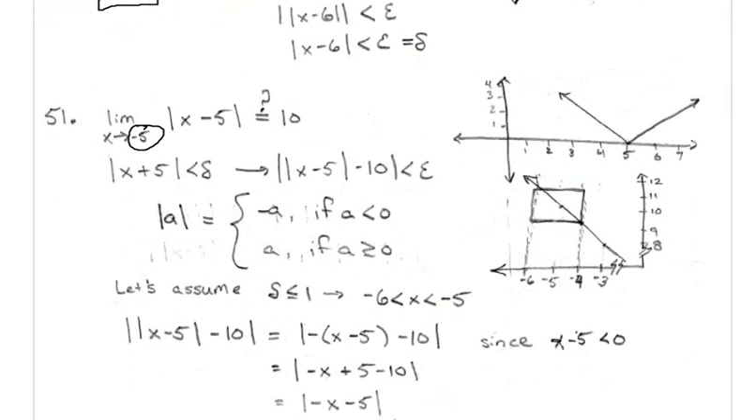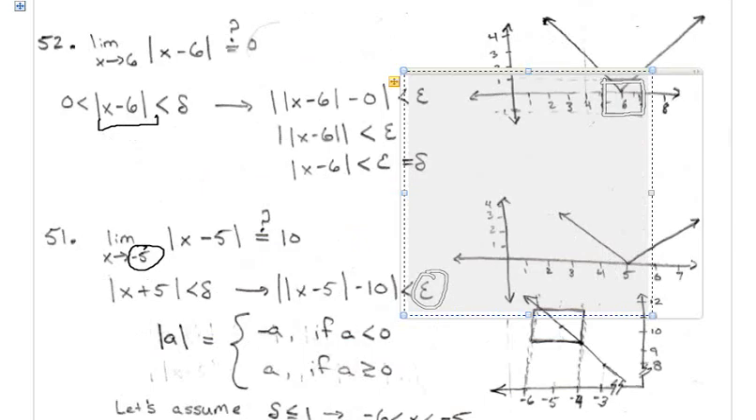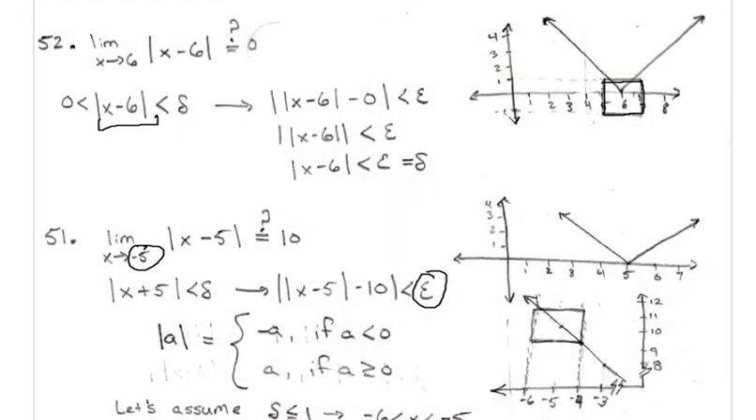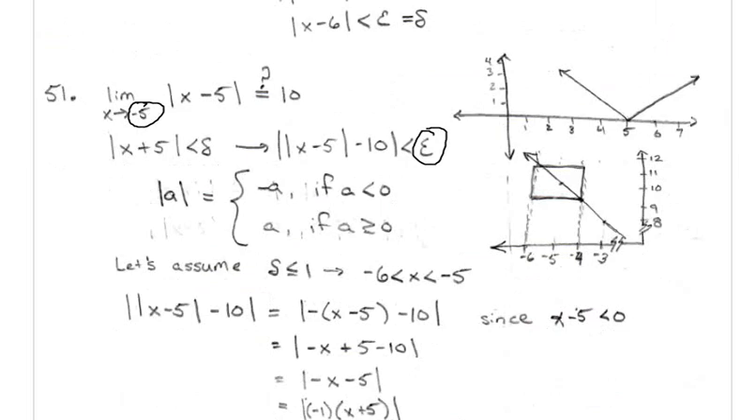So we need to find some delta such that if x is no more than delta away from negative 5, which again can be written as the absolute value of x minus negative 5, then our function will be no more than a value of epsilon away from 10. So one way that we can do this is we need to simplify this out.